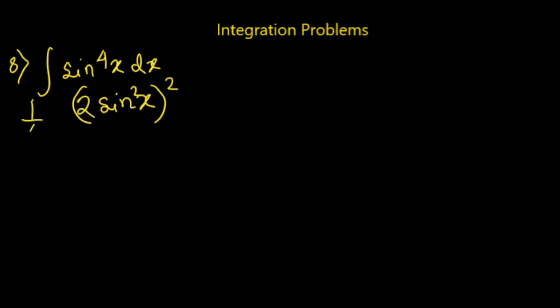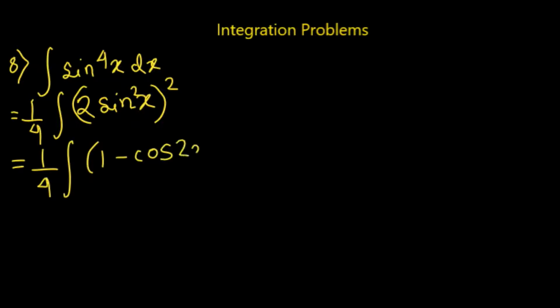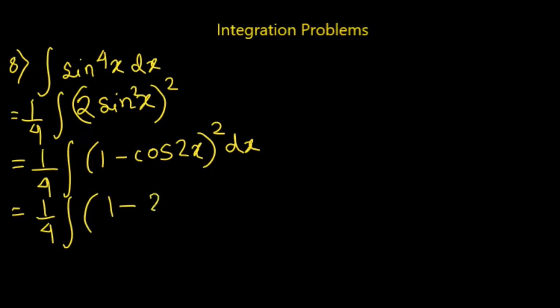So for adjusting, I am writing 1 by 4 over here and then integrating it. So 1 by 4 integration of 1 minus cos 2x. Now see, 1 minus cos 2x is under square. So 1 minus cos 2x whole square dx. So now I have to break it using the a minus b whole square formula. So 1 by 4 integration of 1 square, 1 minus 2 cos 2x plus cos square 2x dx.